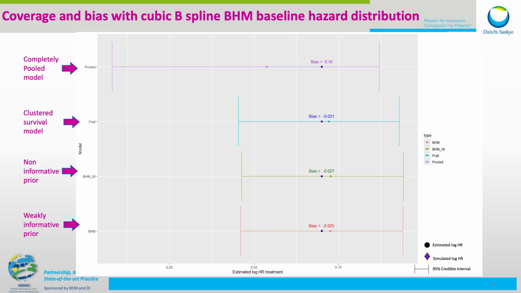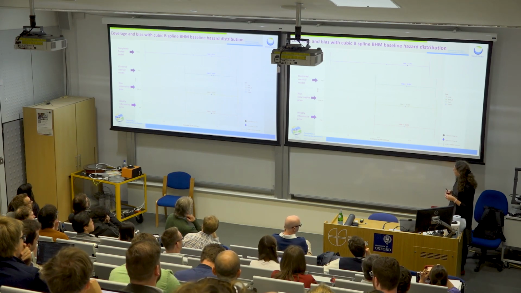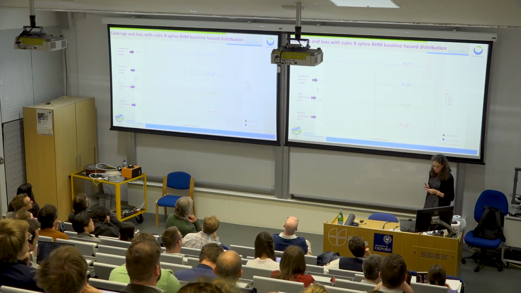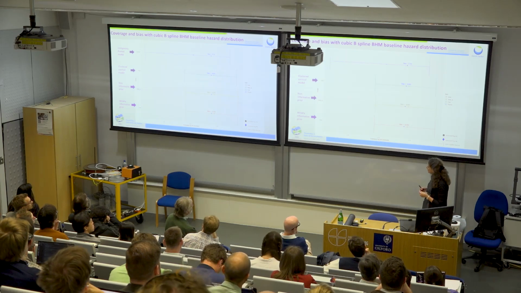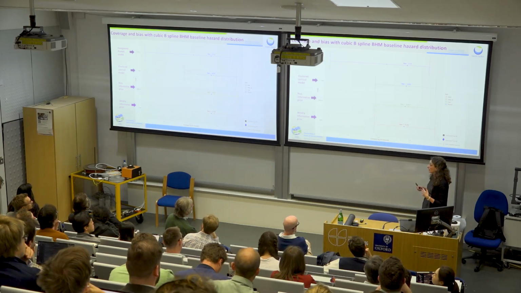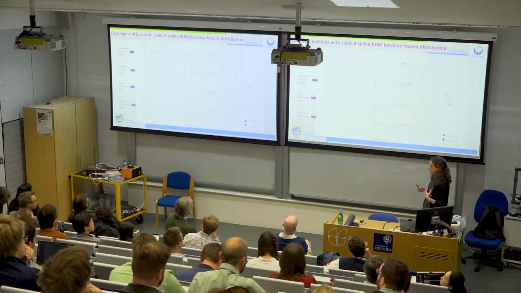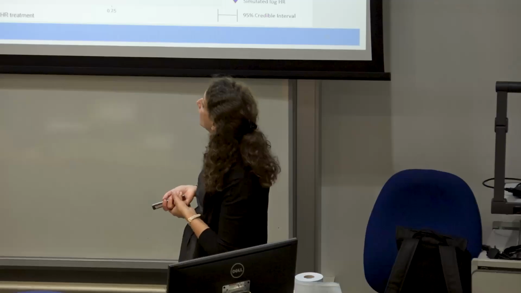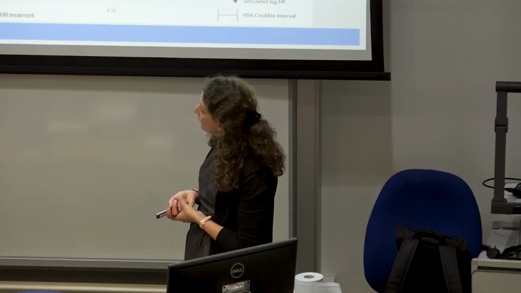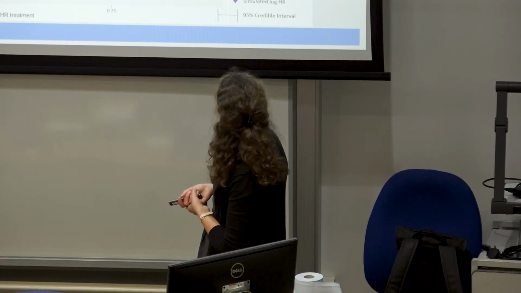Okay, so these are the results across 100 simulations. I appreciate the lines are a bit skinny, but I will walk you through. So we looked at coverage and bias here. We ran a completely pooled model. We ran a clustered survival model. Now that was a bit of a sense check because we did expect, based on our data, to fit the data quite well. And we ran 2 BHM models, one with non-informative priors and one with weakly informative priors.